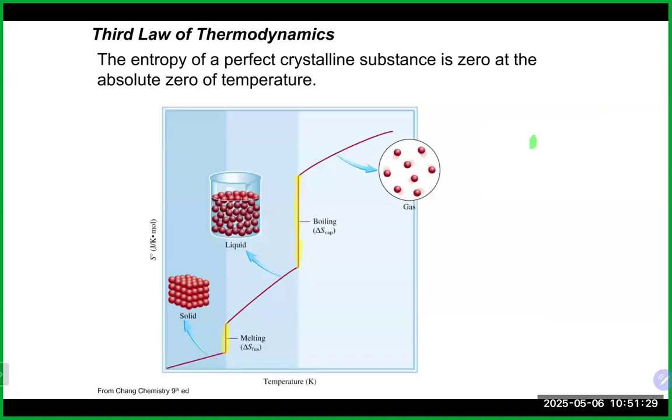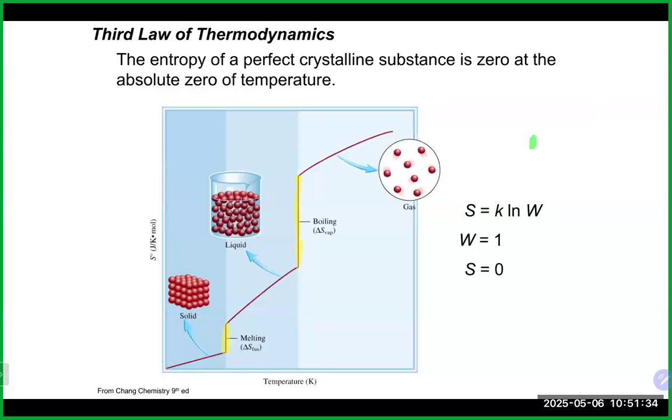Then let's talk about the third law of thermodynamics. The third law of thermodynamics is that the entropy of a perfect crystalline substance is zero at absolute zero Kelvin. So obviously, if you have a perfect crystal, there's only one way to achieve that, right? Perfection. And that would mean that your microstate would be 1. There's only one way to do that. And as we saw earlier, if you put the 1 into here, that's going to zero this out, and it will give you an entropy of 0.